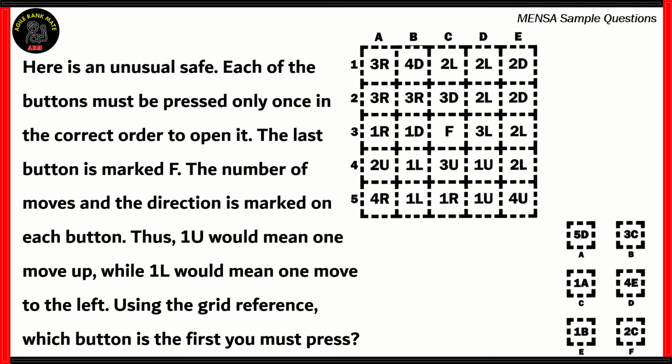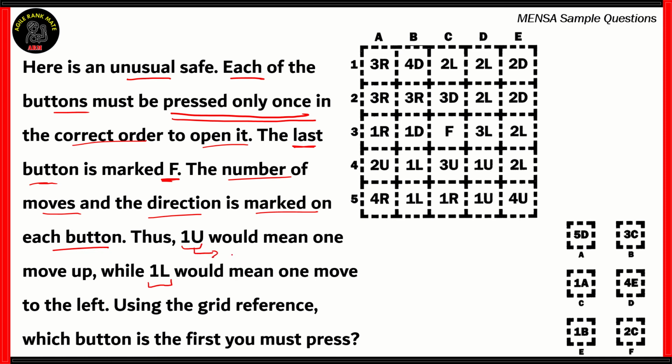Now, let's look at the final question for this particular episode. We have an unusual safe. Now, the idea for this safe is that each button must be pressed only once in the correct order to open it. Now, the last button is marked F. The number of moves and the direction is marked on each button. Thus, 1U would mean 1 move up, while 1L would mean 1 move left. Now, this notation, 1U and 1L, works when we're punching in the code.